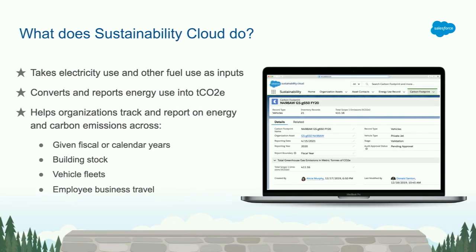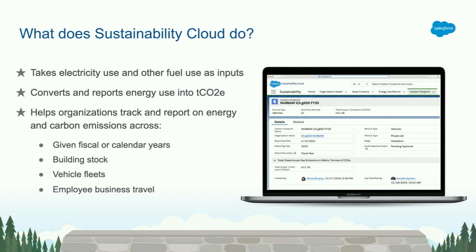So what does this thing actually do? Sustainability Cloud is a very niche product. It's built for people in the environmental accounting space or the sustainability management space. It's not necessarily built for developers or admins. It's built for people that speak the lingo. What it does is take electricity use, fossil fuel use, travel data, all sorts of data in, and it converts and reports that back into what's called metric tons of carbon dioxide equivalent.